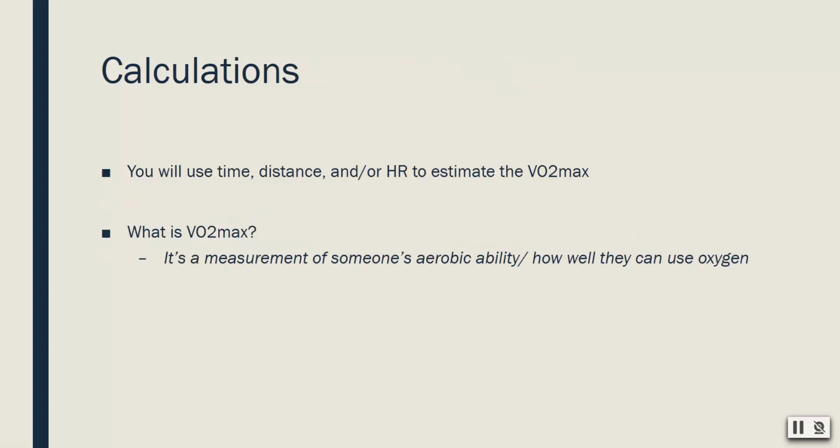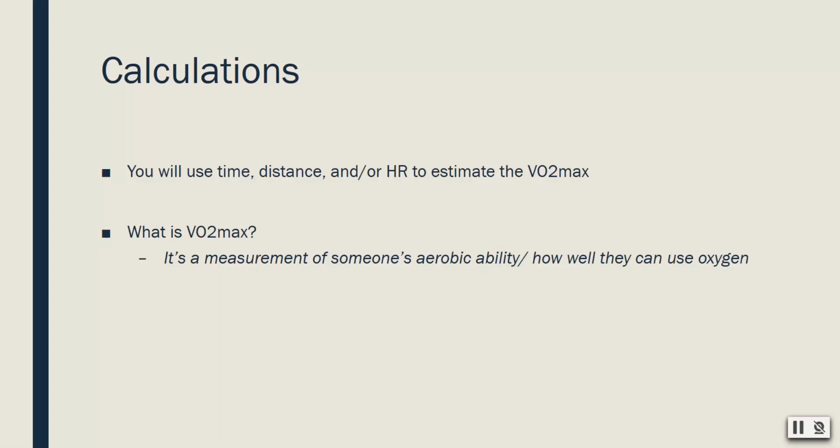For our calculations, we're going to be using time, distance, and or heart rate to estimate the VO2 max. In your book, specifically on the data sheets, you'll see some calculations. My biggest suggestion with these calculations is to pay attention on what the unit of measurement is when you put in the variables, and also to use order of operations.